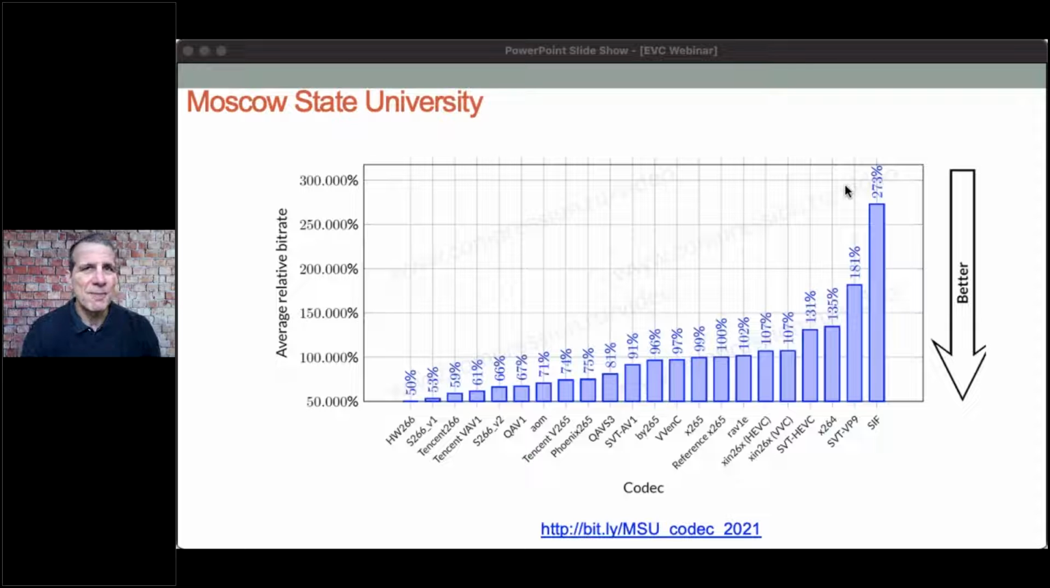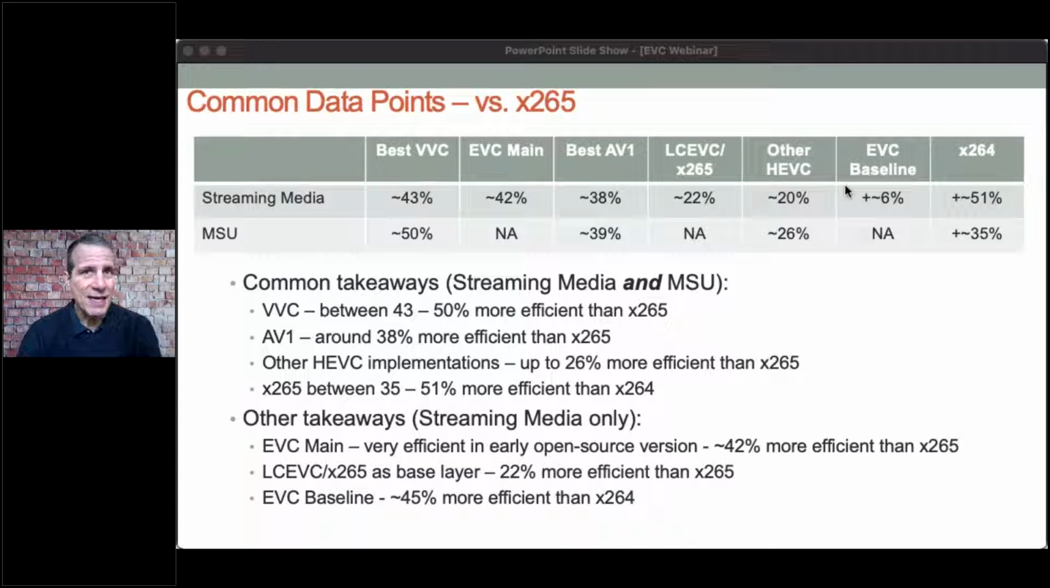And then these are similar tests performed by Moscow State. Now, Moscow State didn't look at LCEVC, and they didn't look at EVC, but they looked at HEVC, AV1, and VVC, multiple implementations of all of those codecs. So these are the common data points, again, all as compared to the x265 codec. And I found that the Fraunhofer implementation of VVC was 43% more efficient than x265. MSU found that the best VVC implementation, which wasn't Fraunhofer in their testing, was about 50% more efficient than x265.